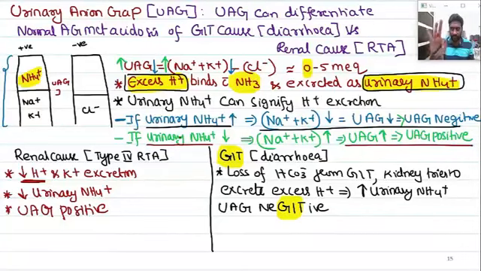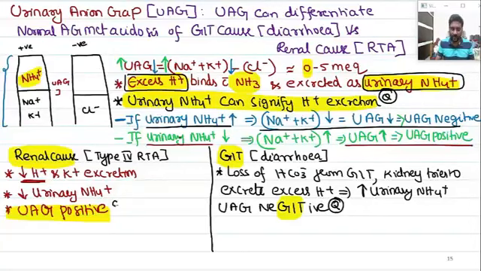There are only 3 points that you should know here. When is urinary anion gap negative? In the name itself there is GIT. So in GIT cause it is negative. Urinary anion gap positive, generally renal cause. And what is important parameter in this urinary anion gap? It is urinary NH4 plus. So this statement is also very, very important. Urinary NH4 plus can signify H plus excretion. It is negative in GIT cause, positive in renal cause.